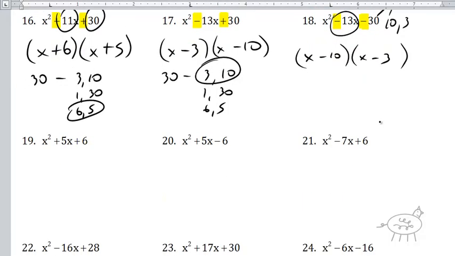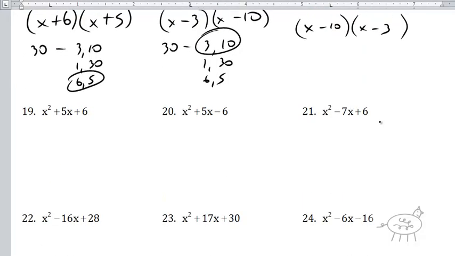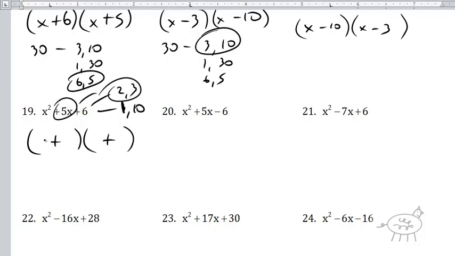Okay, not bad. The next one, let's look at the signs. Always look at the signs. So it's positive, that means the same sign, so it's plus plus. What numbers give me 6? 2 and 3, and 1 and 10. Okay, but which one gives you 5? The 2 and 3 do. So it's x plus 2, x plus 3. Okay, not bad.